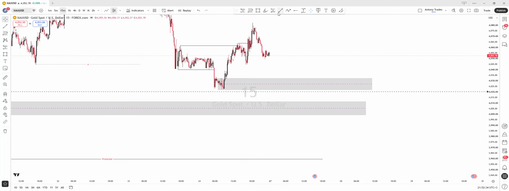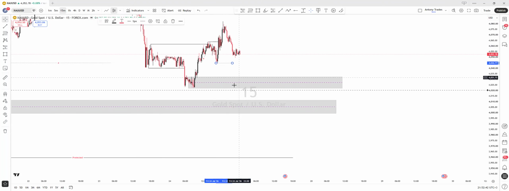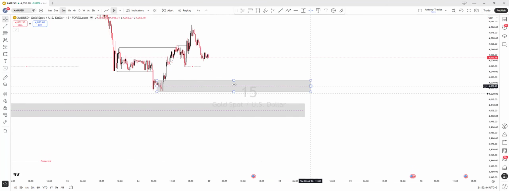So in most cases, you will find that market will use this low as liquidity. All right. There is high chances that the market will use this low as liquidity, come to this demand zone, and then we look for buying opportunity.